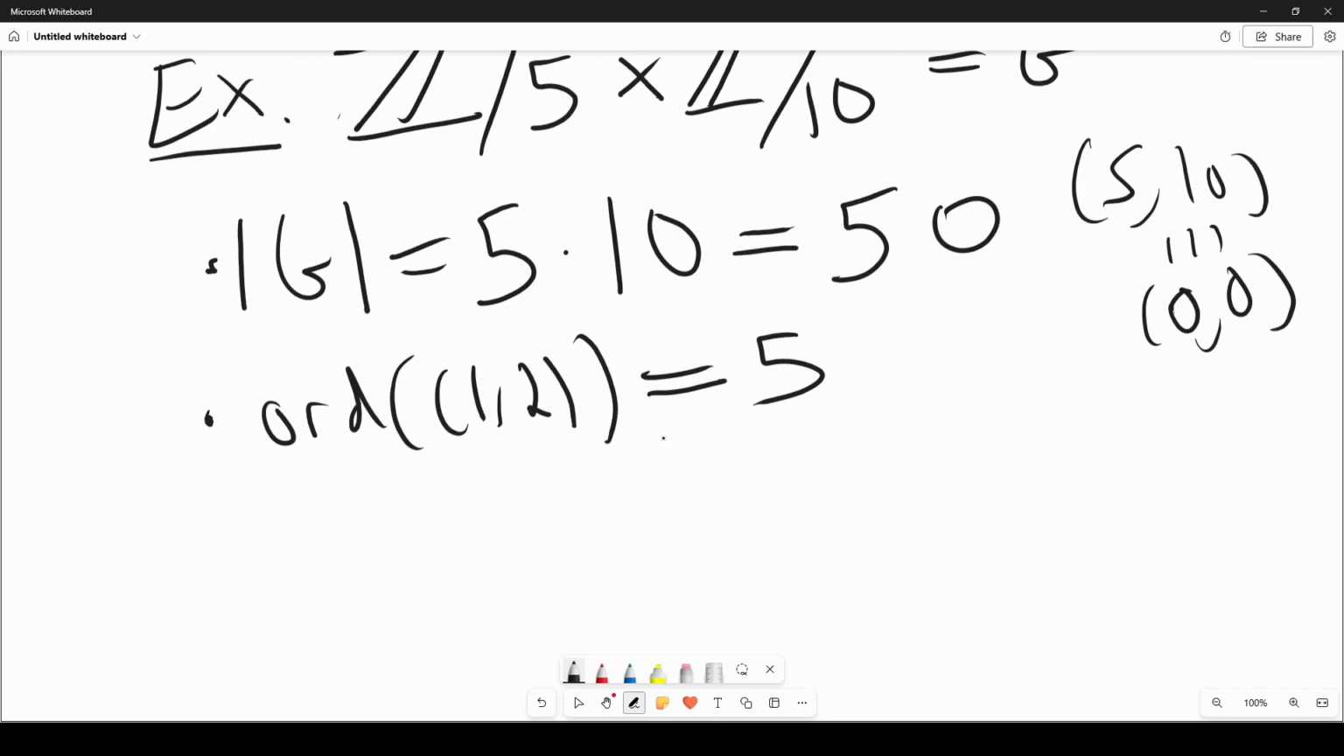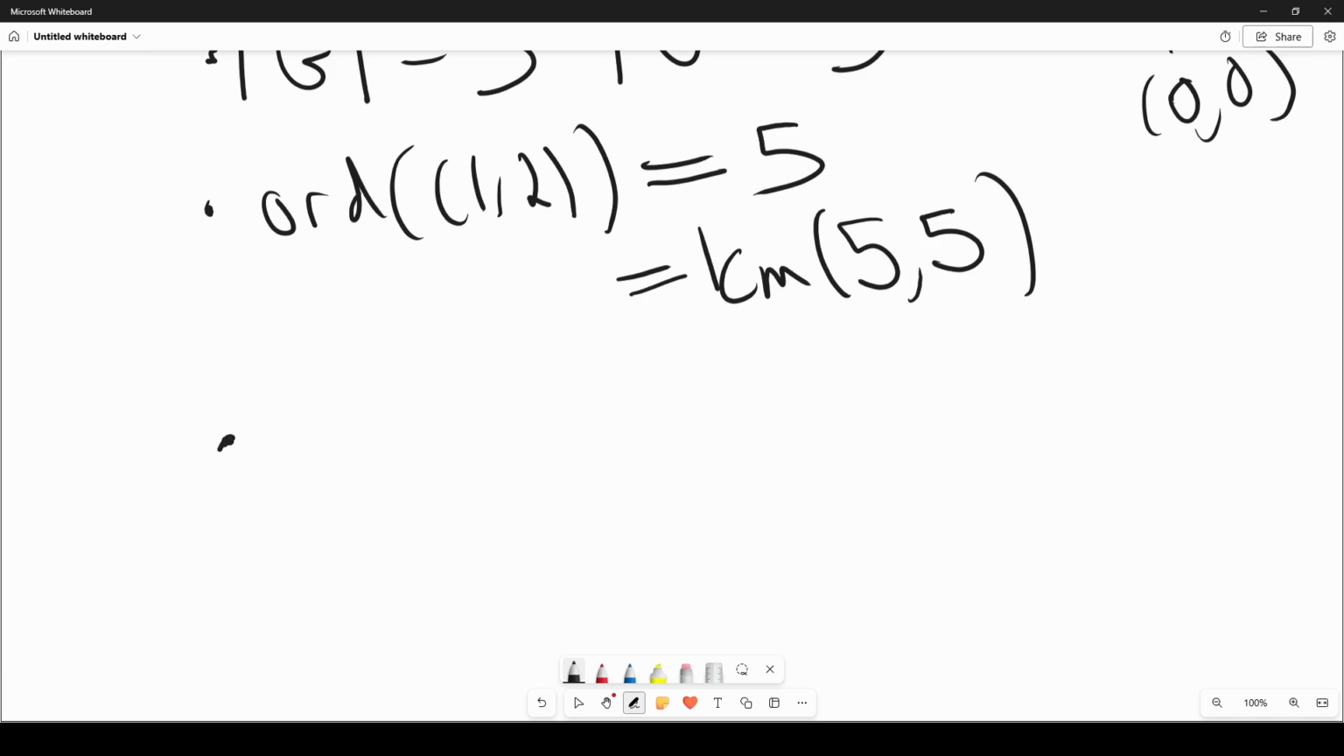And if you notice, this is just the least common multiple of the order of 1 in Z mod 5, which is 5, since 1 times 5 is 5, and the order of 2 in Z mod 10, which is also 5, because 2 times 5 is 10.